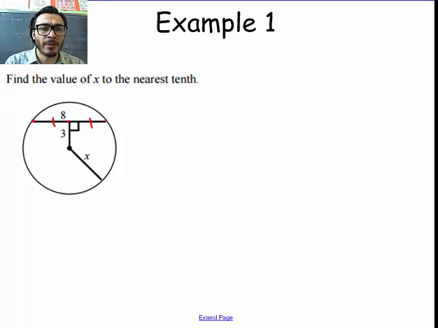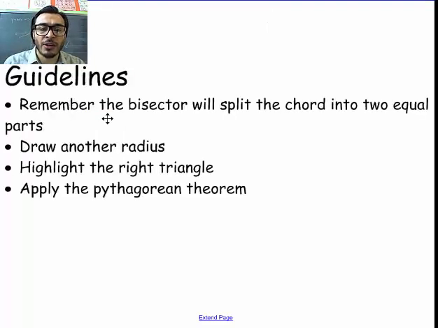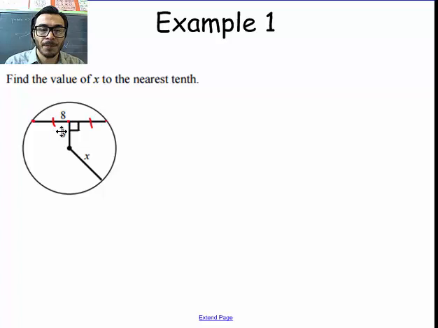All right, so let me go back to my guidelines. The first one says, remember the bisector will split the chord into 2 equal parts, and that's what we just saw here. Therefore, we could say, since the whole chord is 8, this will be 4 from here to here, and from here to here, it will also be 4, right? Because it's a perpendicular bisector. It's cutting the chord into 2 equal parts.